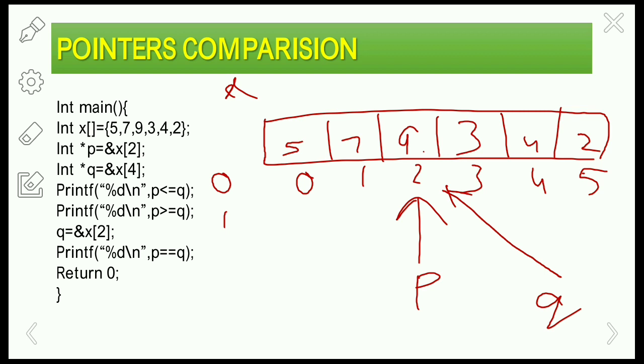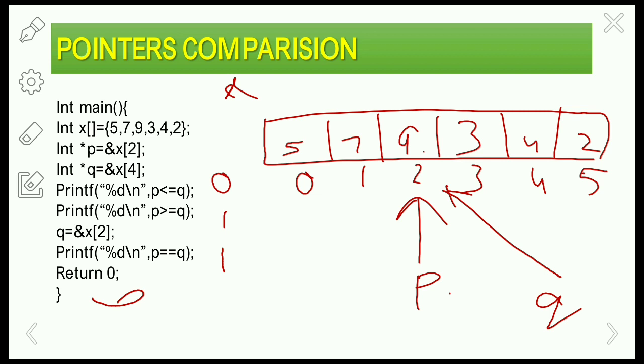So here I'm taking p equals equals q, to perform the comparison operation: whether the pointers p and q are equal or not. It is equal because both are pointing to the same location. So it will result in true, and the output will be 1 for this statement. Like this we can perform the different relational operations for pointers comparison, and the other relational operators also, on the same array.